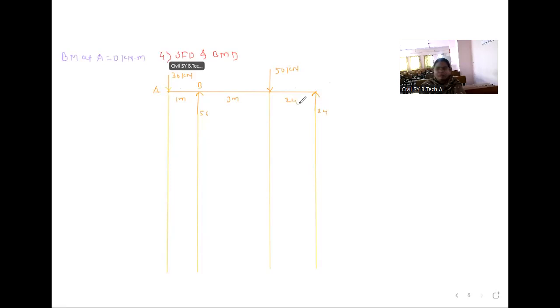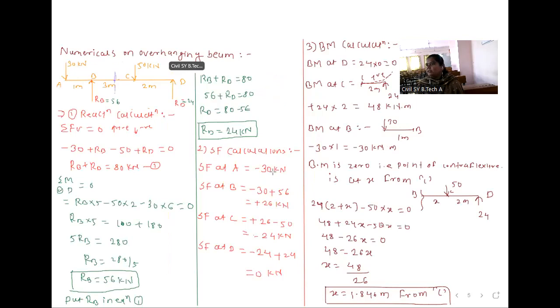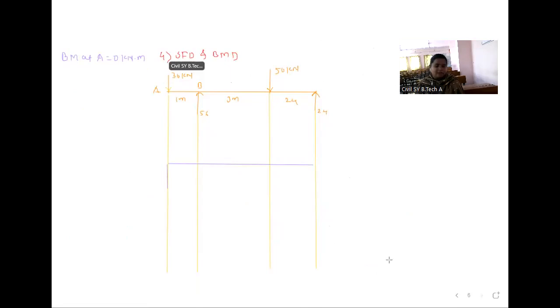Okay. Now we will draw the shear force diagram and bending moment diagram. First, I will draw the baseline. So suppose this is our baseline. Now, according to calculations, you tell me shear force at A, which is equal to minus 30. That means it goes below baseline. So minus 30. After that, at B, you observe here, shear force at A minus 30, shear force at B plus 26.